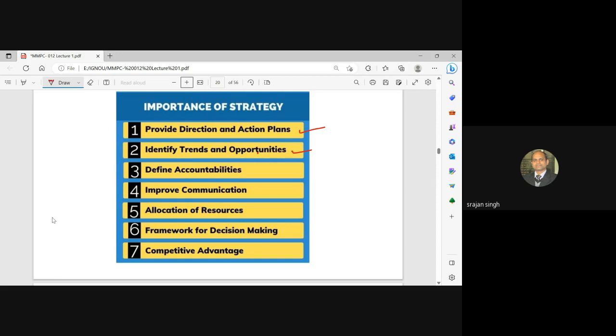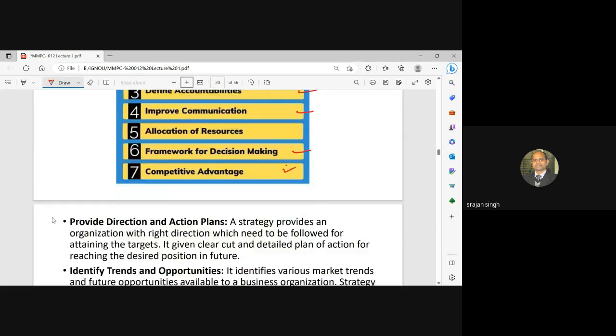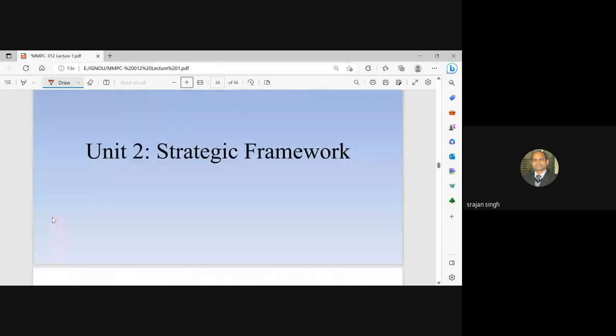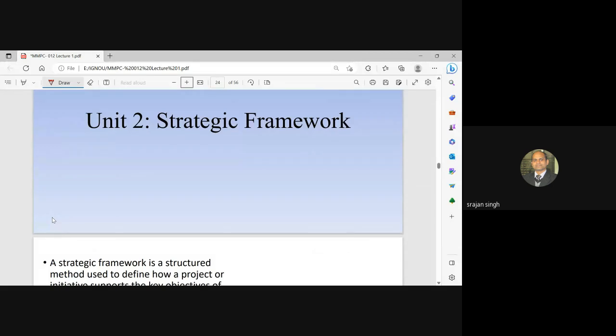A strategy defines accountabilities and also sets responsibility. It improves communication by providing a better communication channel and medium. Effective utilization of resources: allocation of resources means effective utilization of resources. And as we discussed earlier, resources are scarce in nature, and since they are scarce, we have to utilize resources carefully. Next is a framework for decision making, and then it gives you a competitive advantage, a competitive edge over the competitors. So this was unit one.